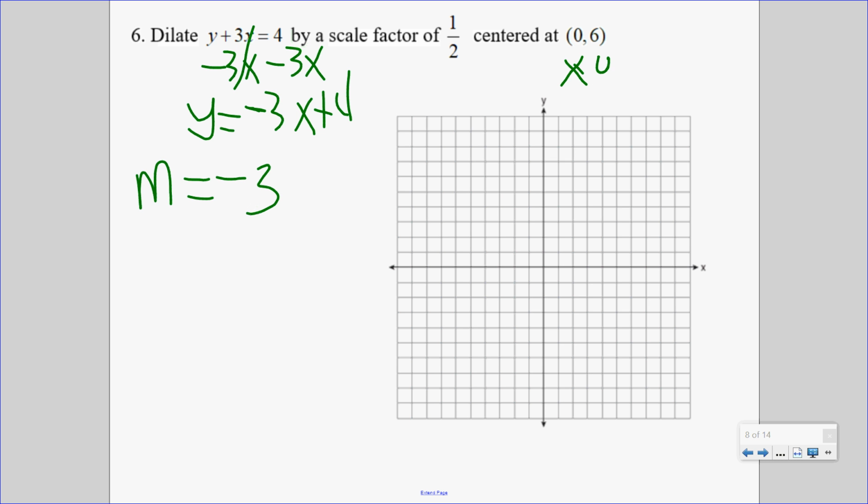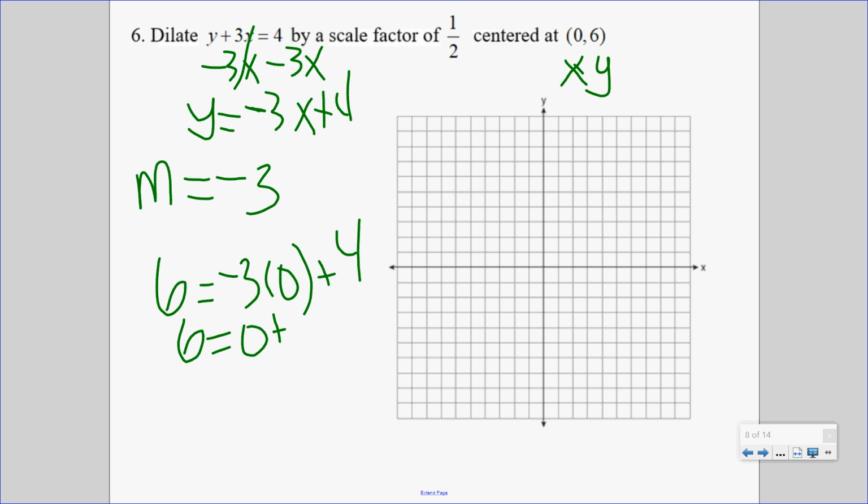To determine if the center is on the line, I'm going to sub x and y. So it's going to be 6 equals -3 times 0 plus 4. 6 equals 0 plus 4. Nope. So therefore, it has to have a different b.